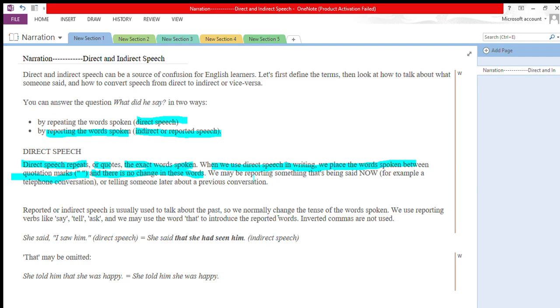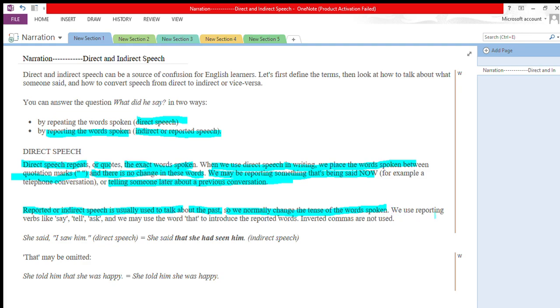We may be reporting something that is being said now, for example, a telephone conversation, or we are telling someone later about a previous conversation. Now it depends upon the situation. Reported or indirect speech is usually used to talk about the past. So we normally change the tense of the words spoken. When we retell in our own words, we are going to change the tense.